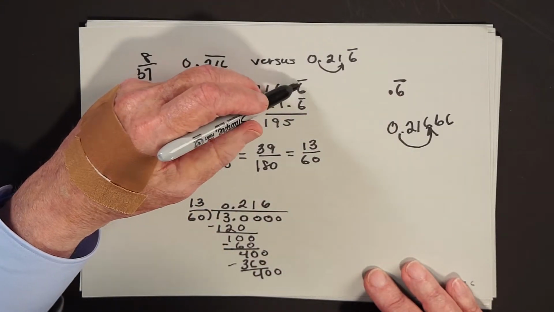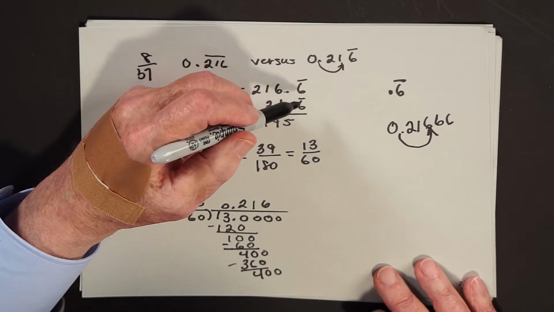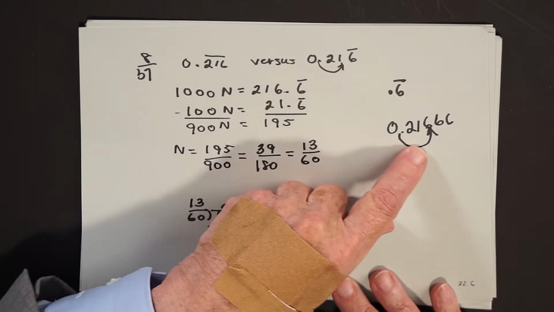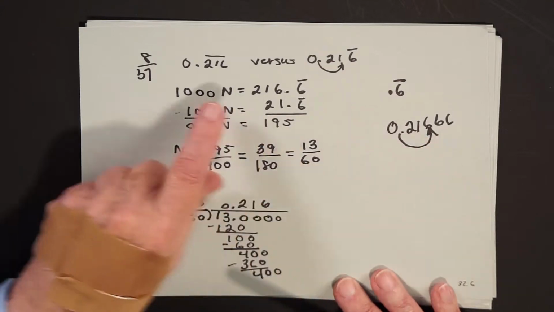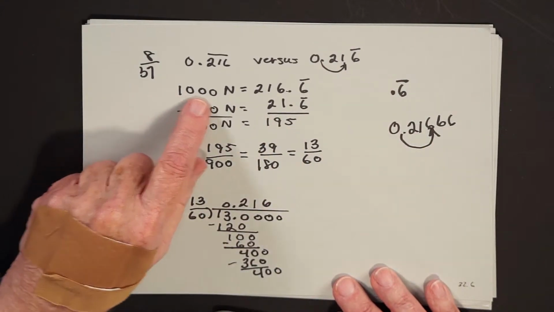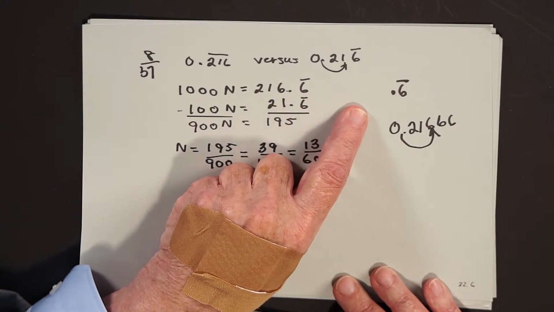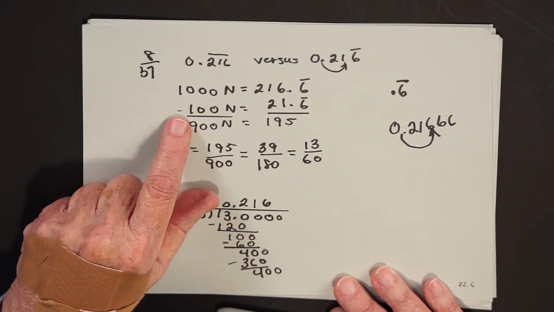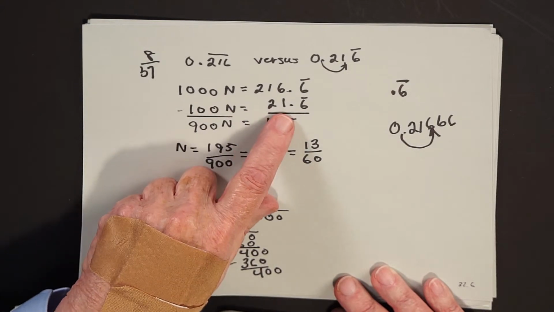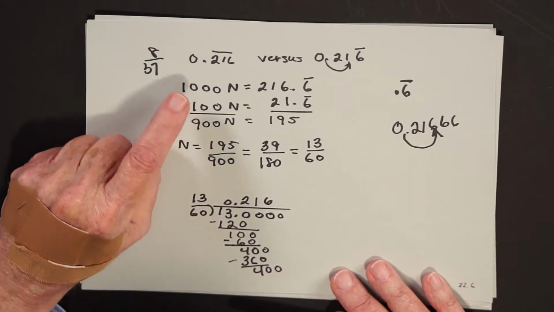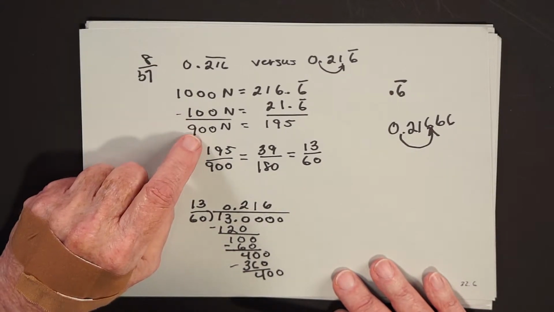216.6 bar, I say 6 bar, but I mean 6666 endlessly. But if I move the decimal point 3 places to the right, I've multiplied by 1,000. So 1,000n is 216, followed by the endless decimal point 6. 100n is 21, followed by the same endless decimal. So if I subtract 100n from 1,000n, I get 900n.